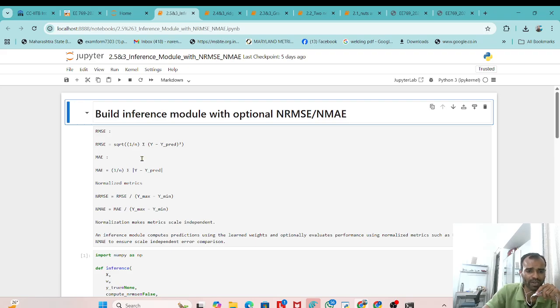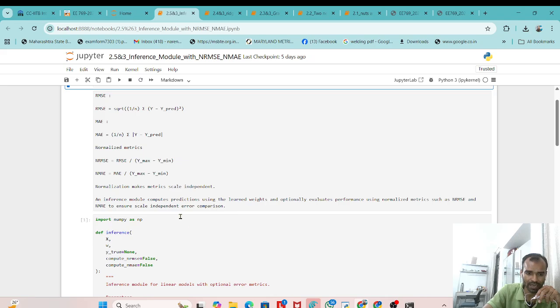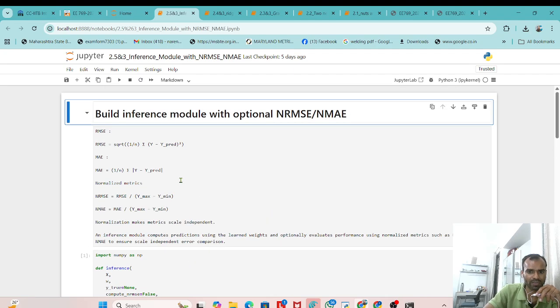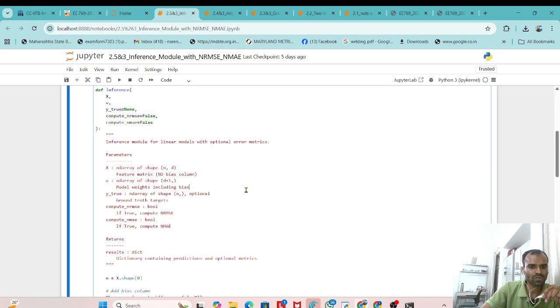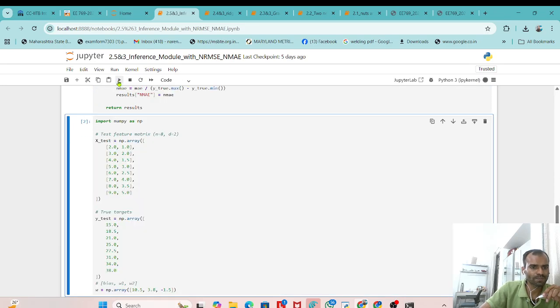So we have data and we have computed the residuals. From the residuals we have got the RMSE and MAE, and we have the Y max and Y min. So RMSE divided by Y max minus Y min gives the NRMSE, and MAE divided by Y max minus Y min gives the NMAE. Okay, so this is clear, right? This is basically used for metric scale independence. So here we will run the code.